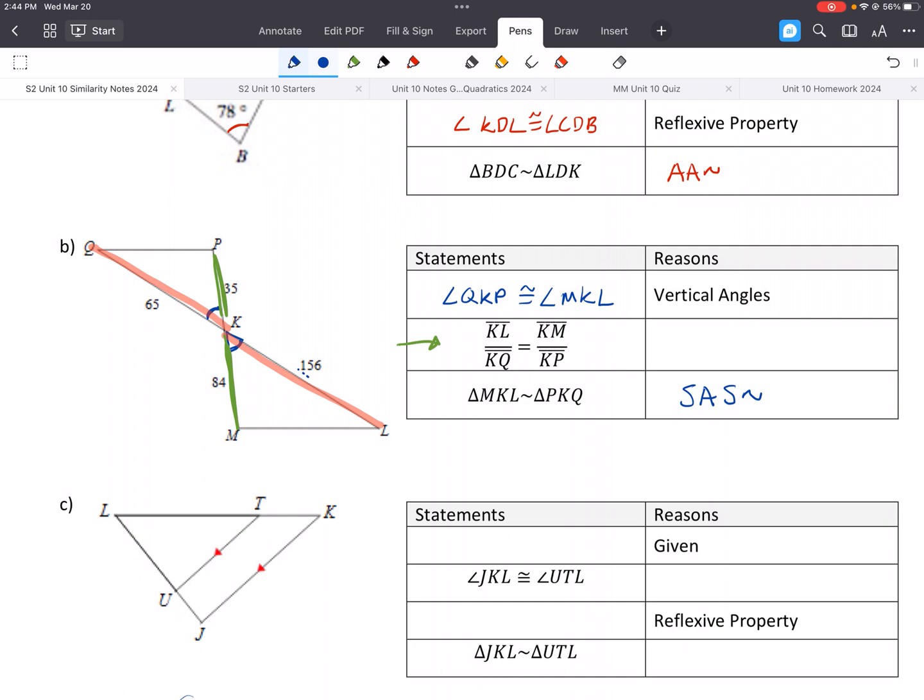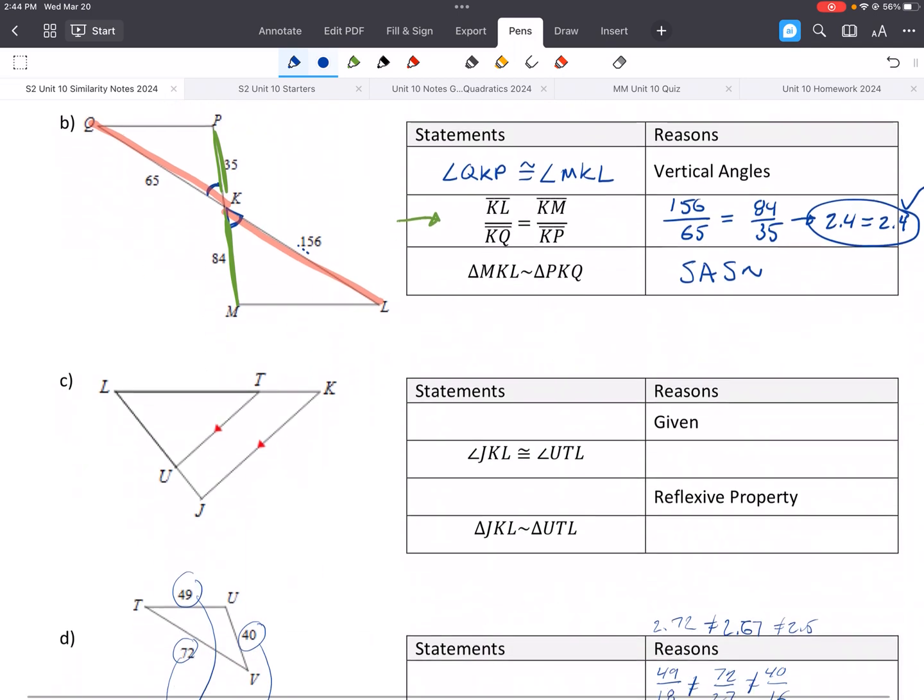So here we would do KL is 156 over 65, and then we would do 84 over 35, and we would use our calculator, and we'd end up seeing that we'd get, I think it's 4.2 and 4.2. Sorry, 2.4. Saying it backwards, okay? So we know that those sides actually are proportional, okay?